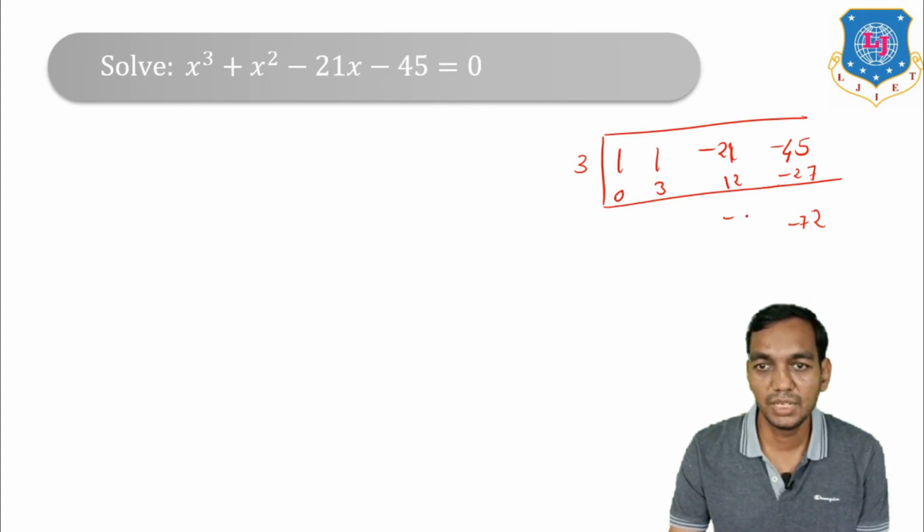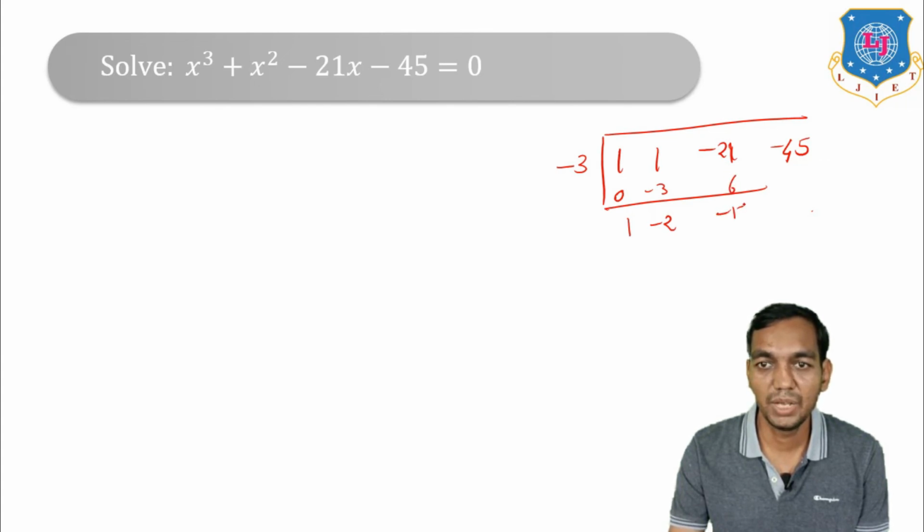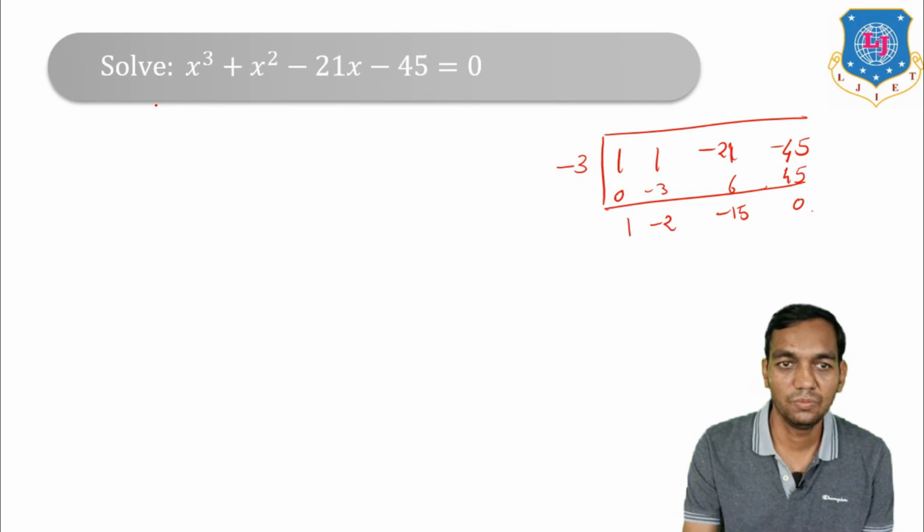So again we have to cancel this, and we are going to start with minus 3. Now addition of these 2 will be 1. Minus 3 into 1, that will be a minus 3. 1 minus 3, that will be a minus 2. 3 2 is a 6. Minus 21 plus 6, that will be a minus 15. And minus 15 into 3, that will be a 45. So here we have 0.